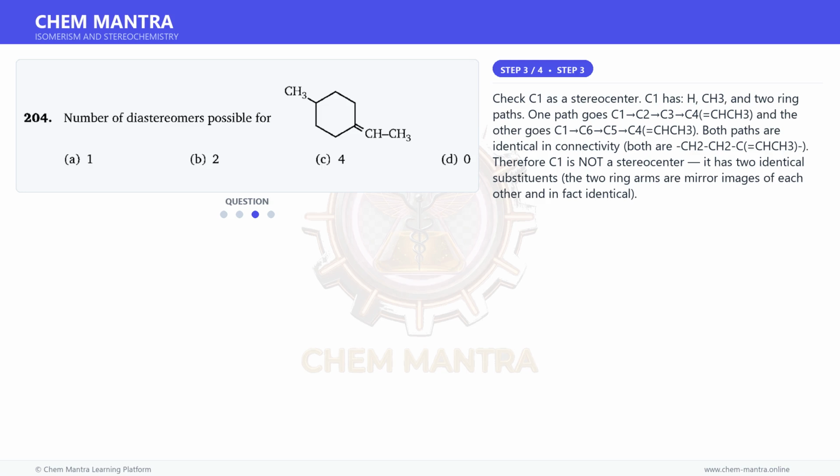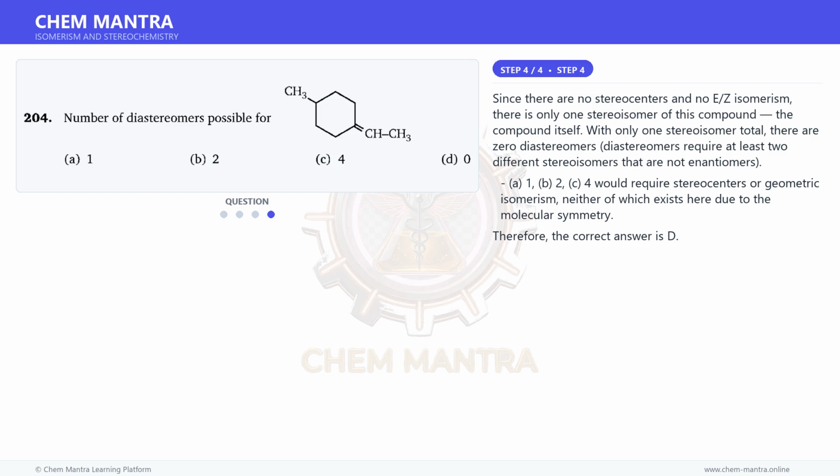Check C1 as a stereocenter. C1 has H, CH3 and 2 ring paths. One path goes C1-C2-C3-C4=CH-CH3 and the other goes C1-C6-C5-C4=CH-CH3. Both paths are identical in connectivity. Both are CH2-CH2-C=CH-CH3. Therefore, C1 is not a stereocenter. It has 2 identical substituents. The 2 ring arms are mirror images of each other and in fact identical.